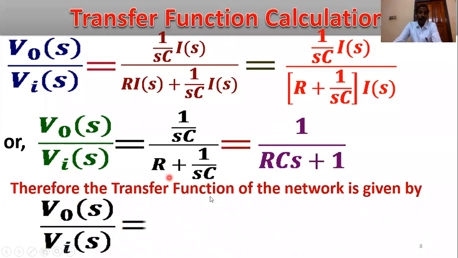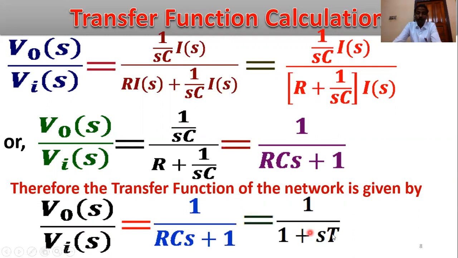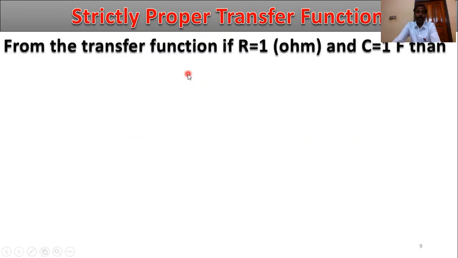Therefore, the transfer function of the network is given by 1 by RCs plus 1, equivalent to 1 by 1 plus sT. So T equals what? T is equivalent to RC, the time constant, R into C. So V_0(s) by V_i(s) equals 1 by 1 plus sT. This is the strictly proper transfer function.